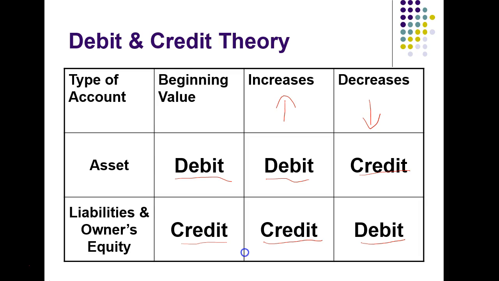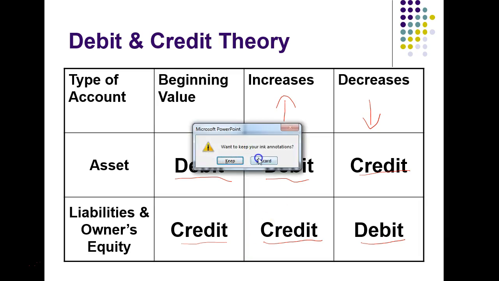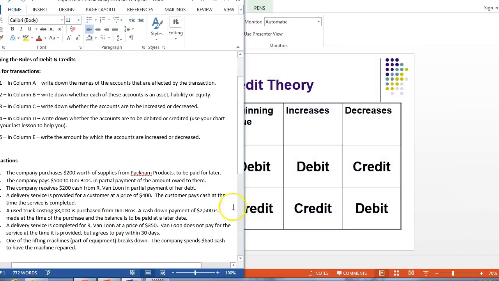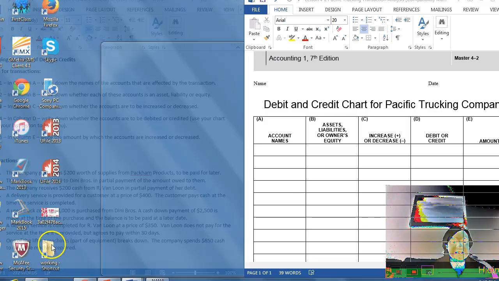So again, debit equals left and credit equals right. Please memorize this chart. That's all I ask of you. So now I'd like you to pull up some sheets that I've given you. Okay, and so today you've gone home with these 2 sheets.